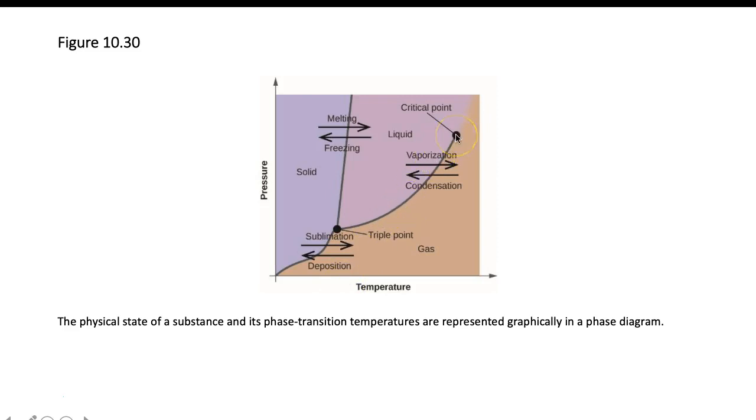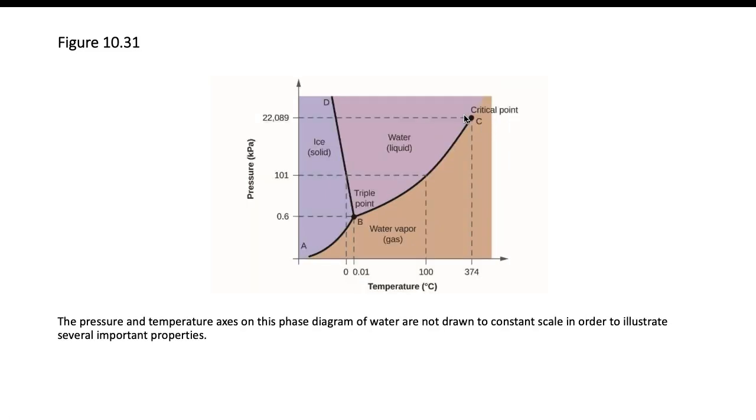Here we have the critical point, the highest temperature at which the liquid and the gas can exist. But above this point, we enter what we call the supercritical phase. We're going to see that. Now it's a little bit better, I think, with this diagram because we have some numbers in it. So this is water.